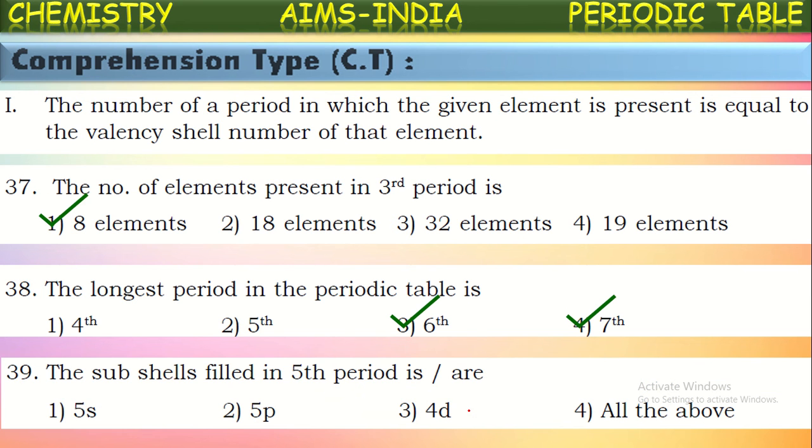Next, the subshell filled in the fifth period. If we take the fifth period, there are around 18 elements. Yes, for s block elements, the 5s subshell is being filled. And for p block elements, the 5p subshell is being filled. And for d block elements of the fifth period, the penultimate shell d subshell, that is the fourth shell d subshell, 4d, will be filled. All of these are being filled in the fifth period.